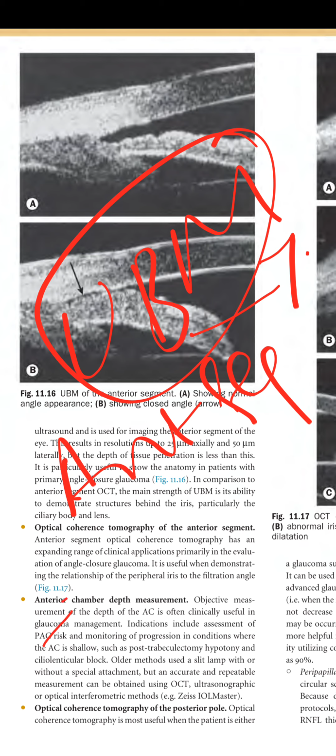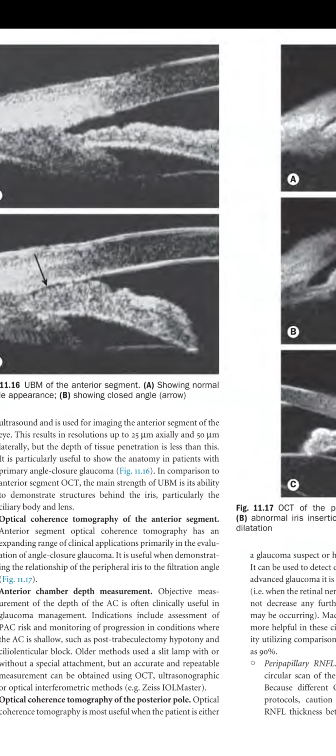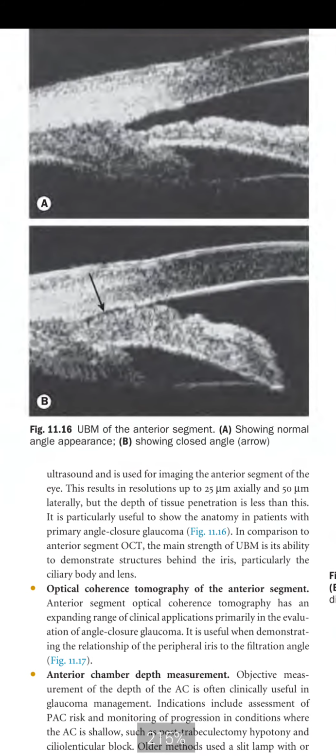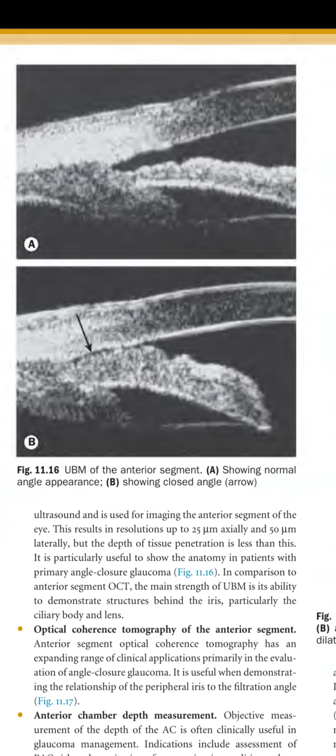It gives a resolution of about 25 micrometers axially and 50 micrometers laterally. It is more superior to OCT in this respect, because it has more penetration. It will show us the structures behind the iris, which are the ciliary body and lens, and you can see the angles with the help of this, and you can know whether it is a clear open angle, closed angle, or there is any kind of plateau iris.